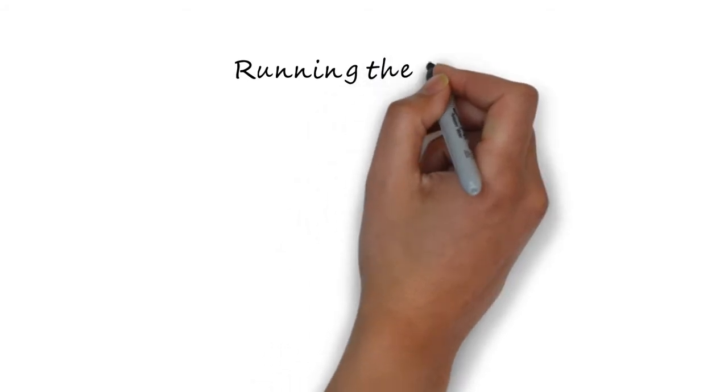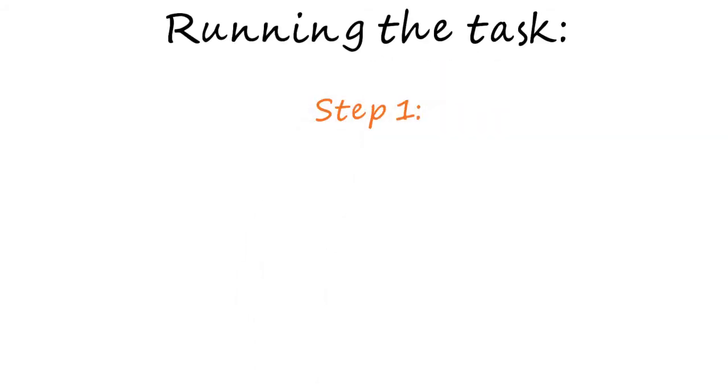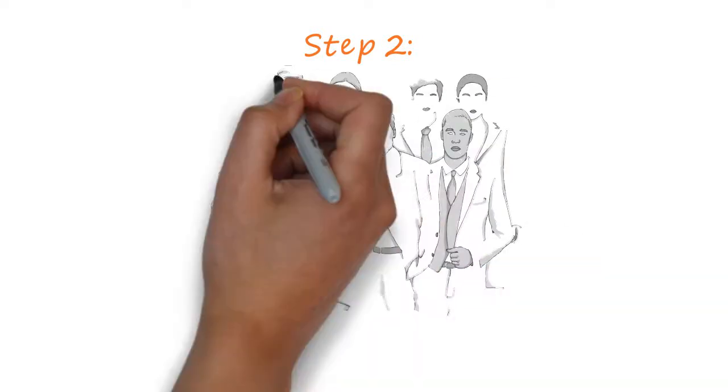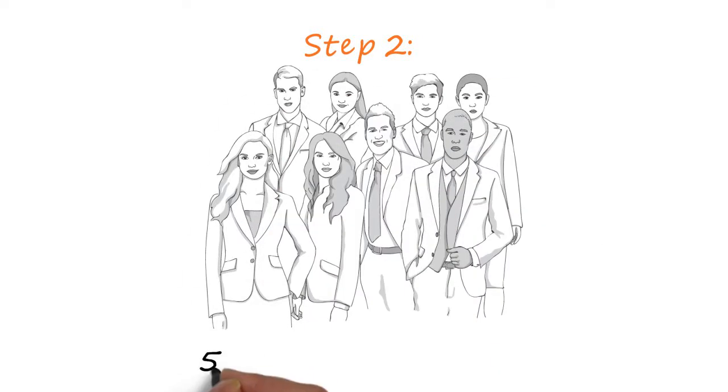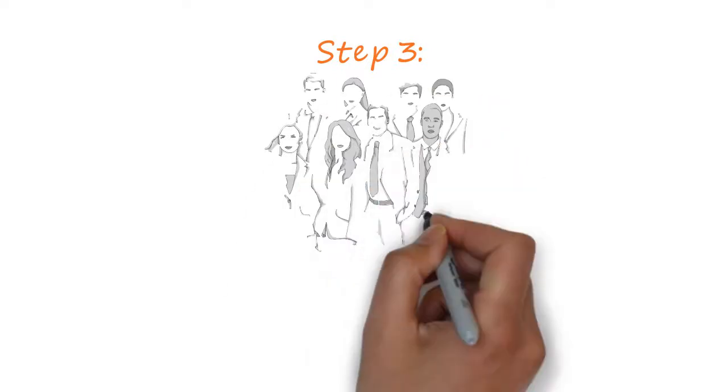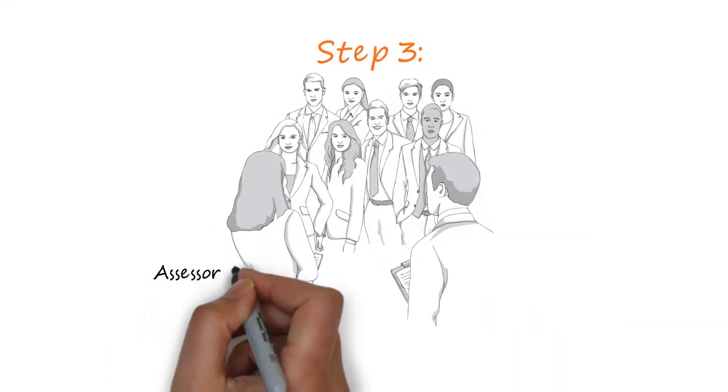So here's how to run the task. 1. Play the briefing video to all the participants. 2. Split the participants into teams of 5 to 8, depending on your total size of group. Where possible, put each team in a separate room so they can't be near another group. 3. Each group should be paired with a minimum of 2 assessors who will observe the entire task silently.